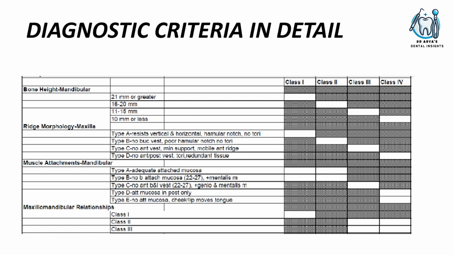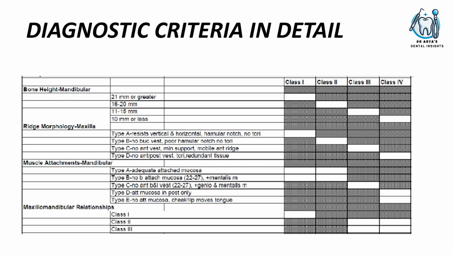So in class 1, it's ideally or minimally compromised. Bone height, it is type 1, 21 mm or greater. Its morphology is type A. Muscle attachment is type A or B. Maxillo-mandibular relationship is class 1. In class 2, moderately compromised. Mandibular bone height is type 2, that is 16 to 21 mm. Its morphology is type B. Muscle attachment is type A or B. Maxillo-mandibular relationship is class 1.